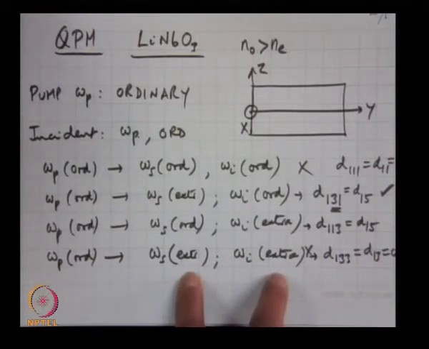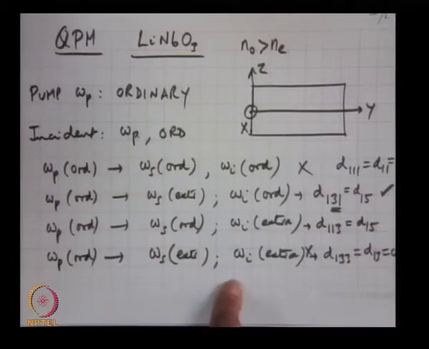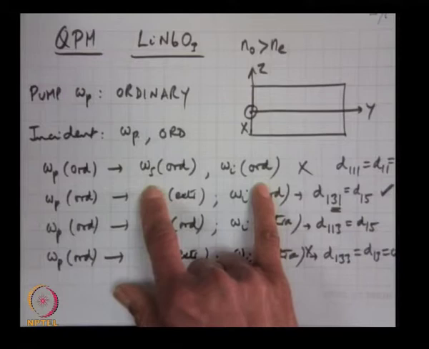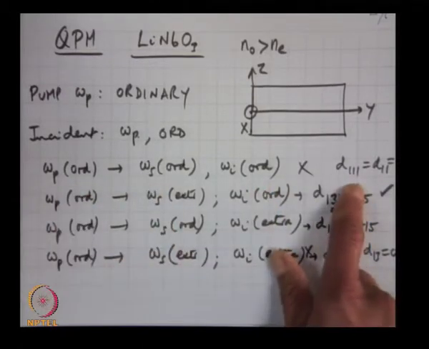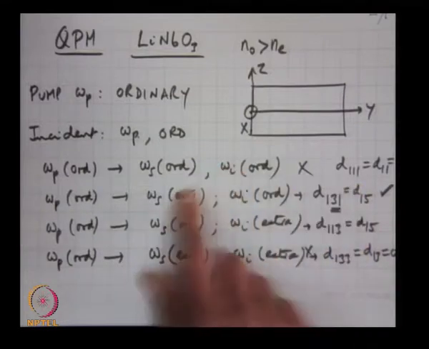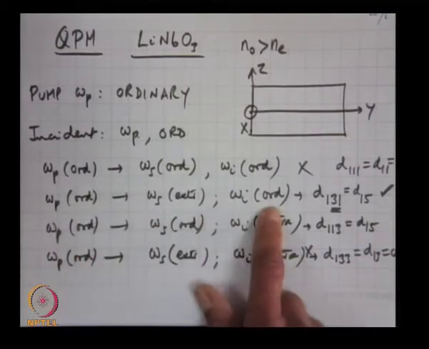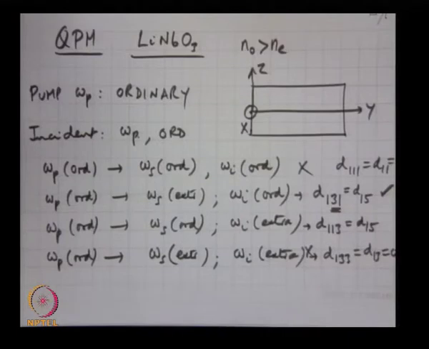Because of quasi-phase matching, I can always ensure that phase matching is possible, and hence, in principle, I should be able to generate any of these pairs. So for lithium niobate, we found that to generate the ordinary-ordinary from an ordinary pump, you need a D11 element, and that is zero in lithium niobate. So this process will not take place. The omega pump, which is ordinary, getting converted to extraordinary-ordinary pair or the ordinary-extraordinary pair can happen because of the D15, which is non-zero. And then to convert the ordinary pump into an extraordinary pair of signal and idler photons requires a D13, which is also zero.